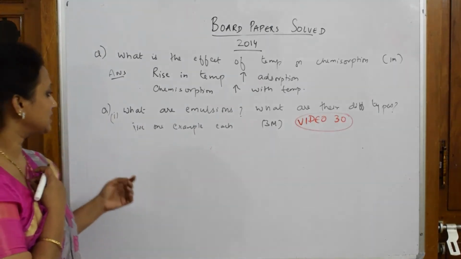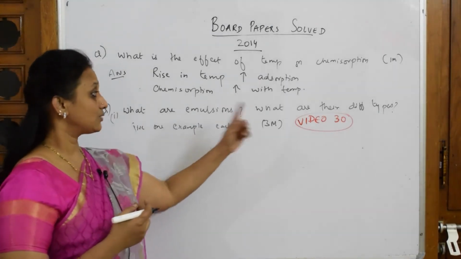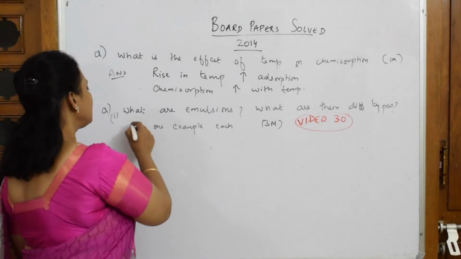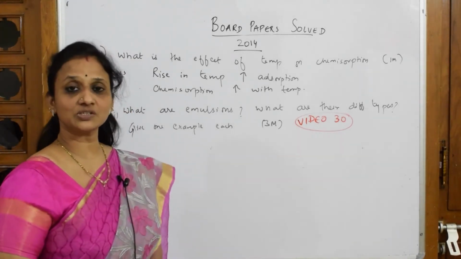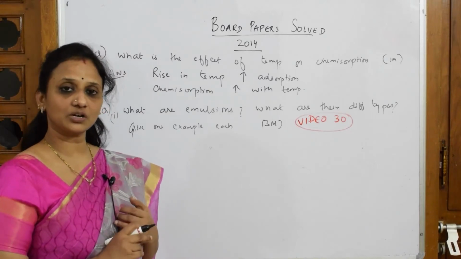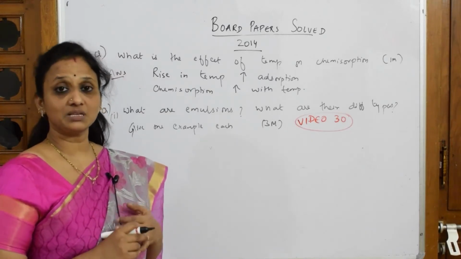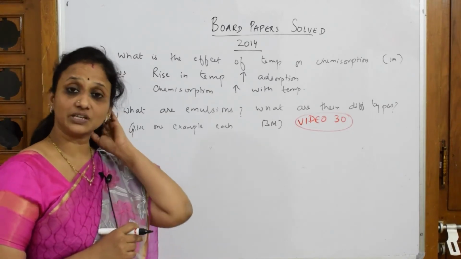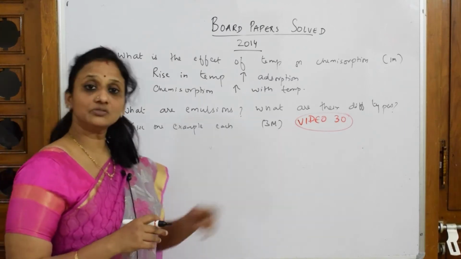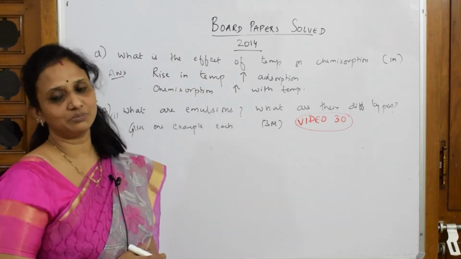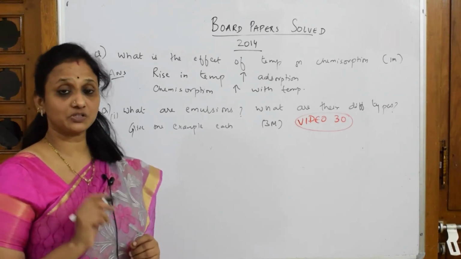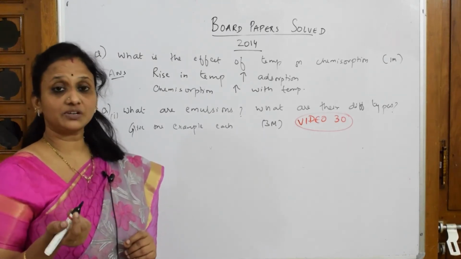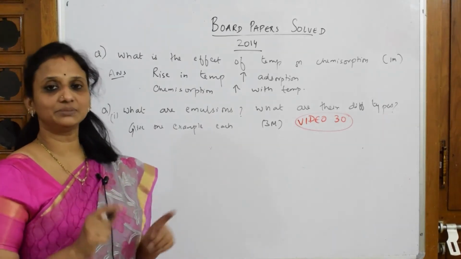So let's come back and do the next question. What are emulsions and what are the different types of emulsions? Give one example each. I've given complete detail of emulsions, where I've explained oil in water type, water in oil type, what are emulsifying agents, what is de-emulsification, all these, in video number 30. Please watch the video and practice the whole video for 3 marks, because the maximum is 5 marks. For 3 marks you need to write the complete answer.